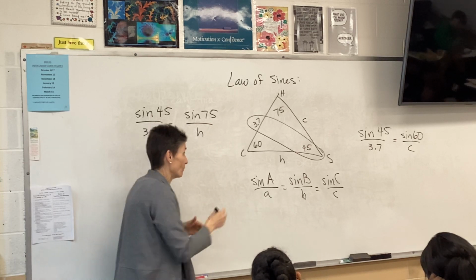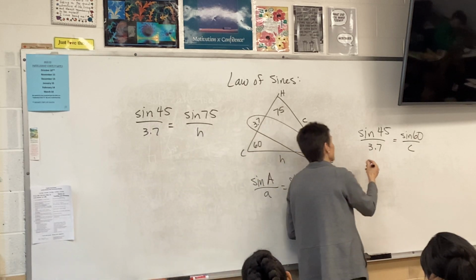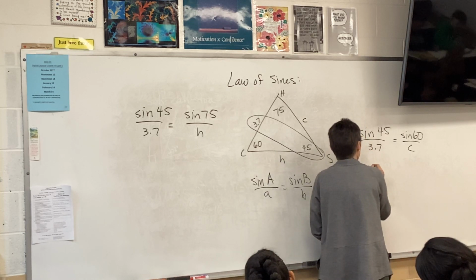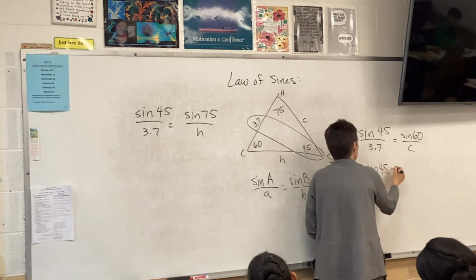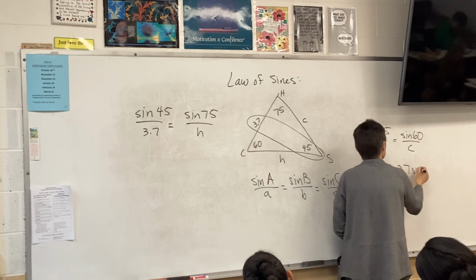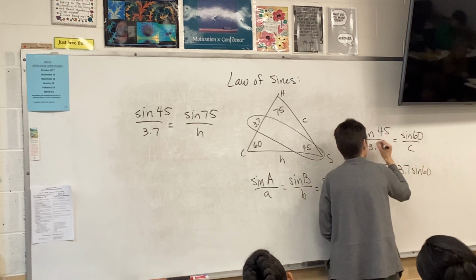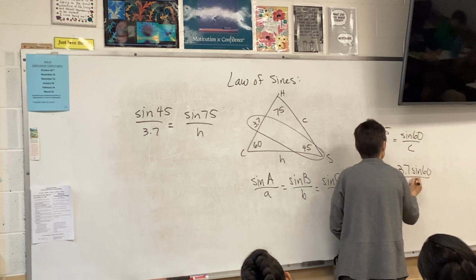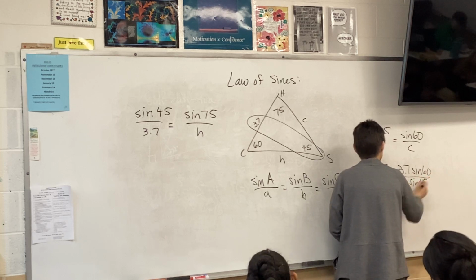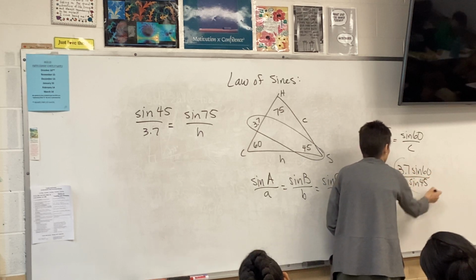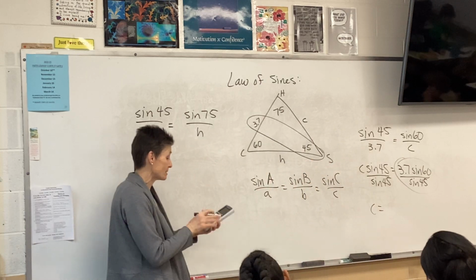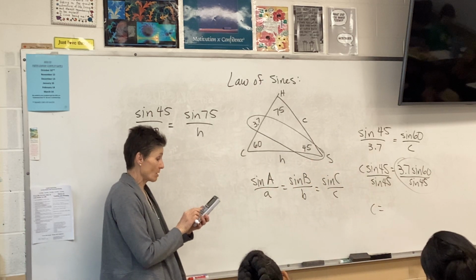Then I get out my cross multiply. Everybody keeping up? So C sine 45 equals 3.7 sine 60, just cross multiply. And then if I want C by itself, I'm going to divide by sine 45. So C will equal whatever that is right there. Now make sure your calculator's in degrees. These angle measurements are in degrees.